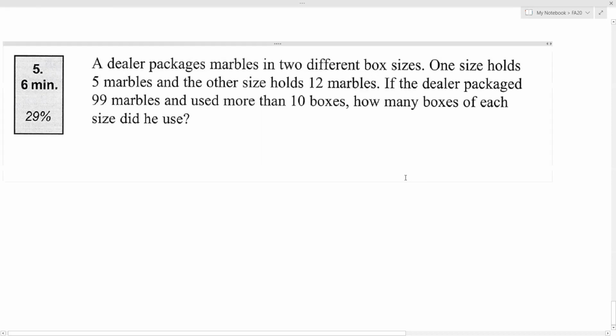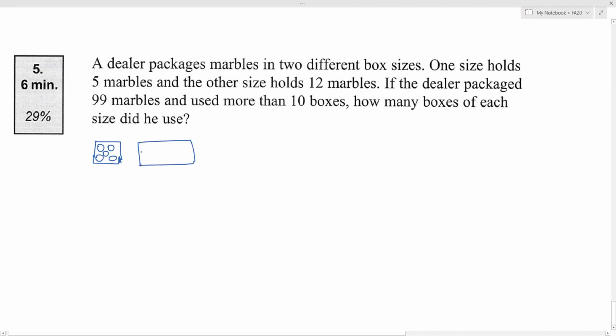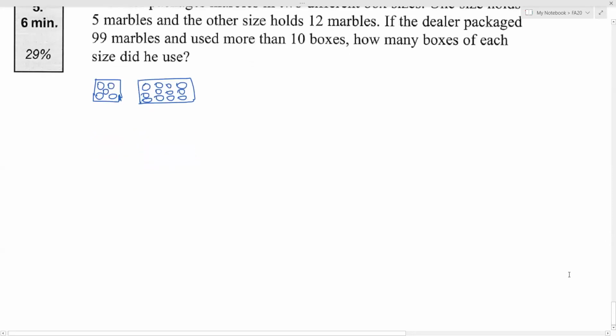The dealer packages marbles in 2 different box sizes. One size holds 5 marbles and the other size holds 12 marbles. If the dealer packaged 99 marbles and used more than 10 boxes, how many boxes of each size did he use? Yeah, so we have 2 kinds of boxes. So one is with only 5 marbles, the other with 12. 2 types of boxes. So Ivy, what's your trick?